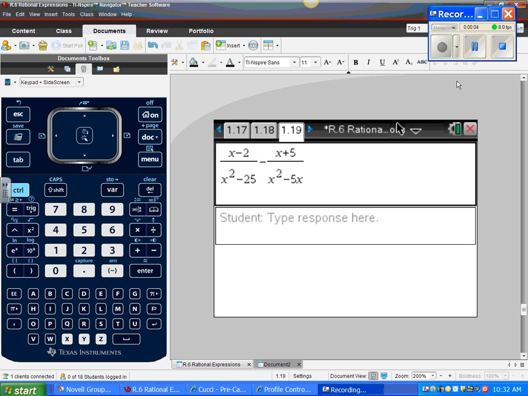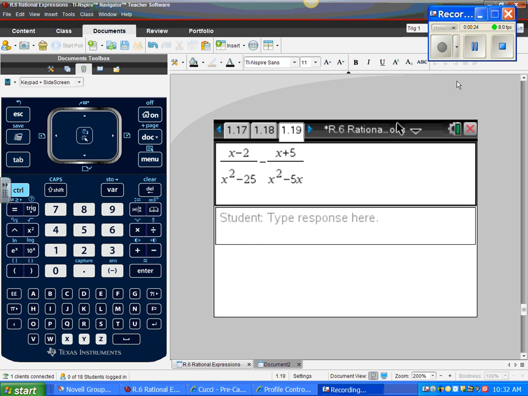Okay, this is a continuation of our point 6, rational expressions. We left off on page 1.19. This will be day 8, so this video must be watched before September 19th. All right, so we left off here, subtracting rational expressions.